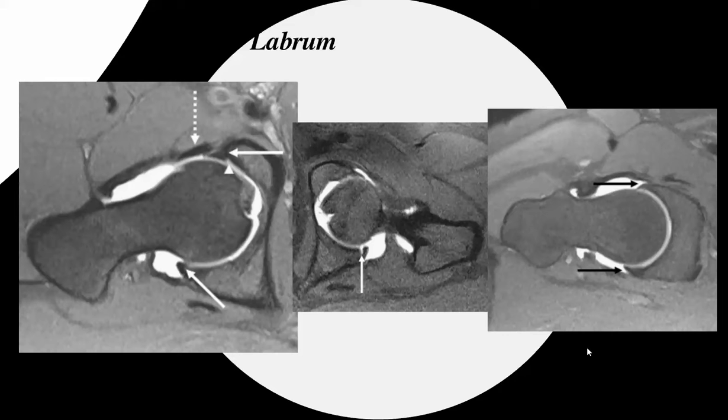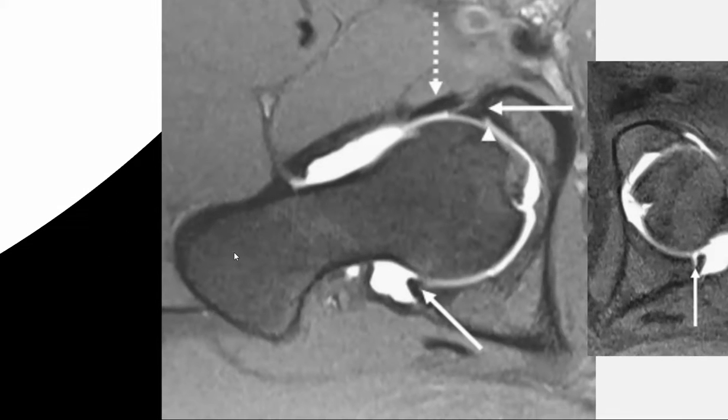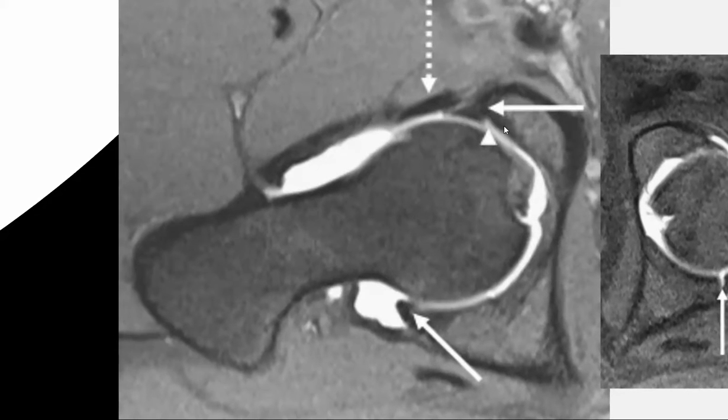The labrum is a low signal intensity fibrocartilaginous structure that is attached to the acetabular rim. The sensitivity of MR arthrography for the detection of labral tears is at least 90%. Here we have an axial fat suppressed MR image after the injection of intra-articular contrast. We can see that the joint is distended. We can see it's fat suppressed because the marrow is dark. It shows the labrum as a low signal intensity structure attached to the acetabular rim, and this is the solid arrow depicting that here.